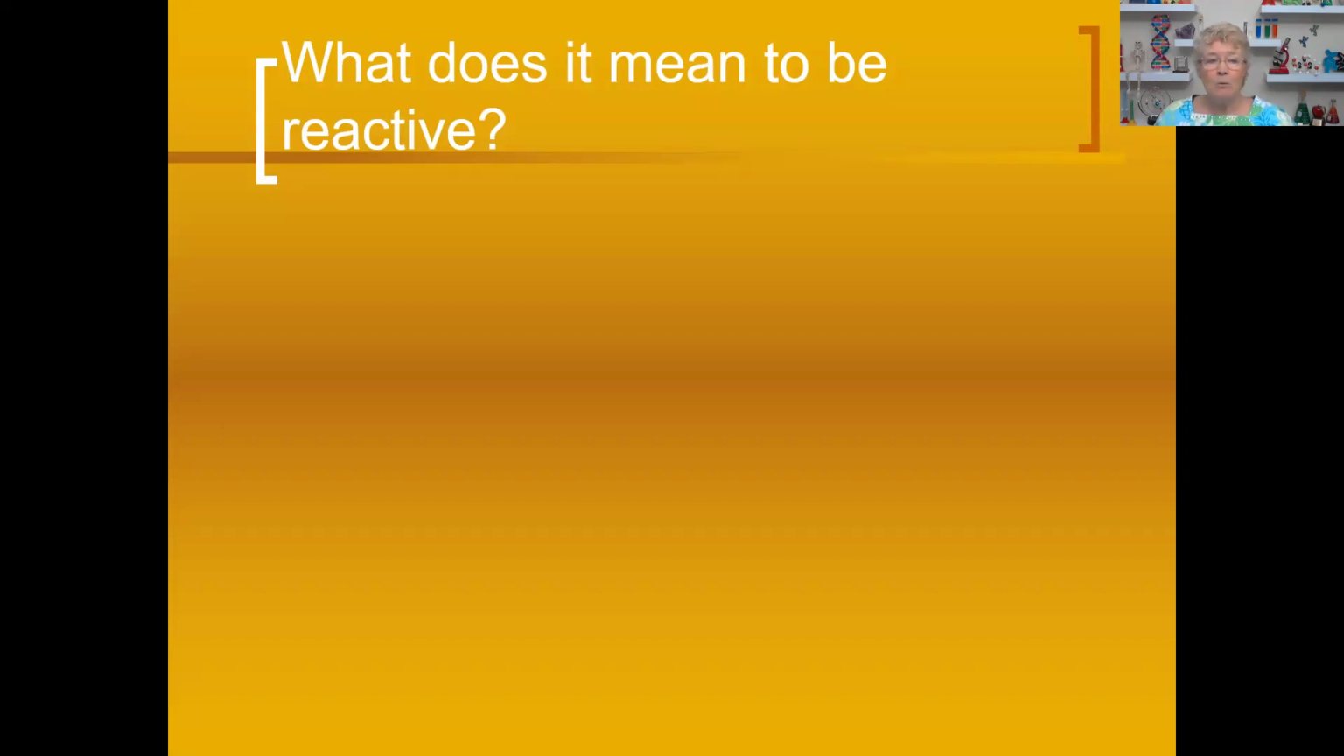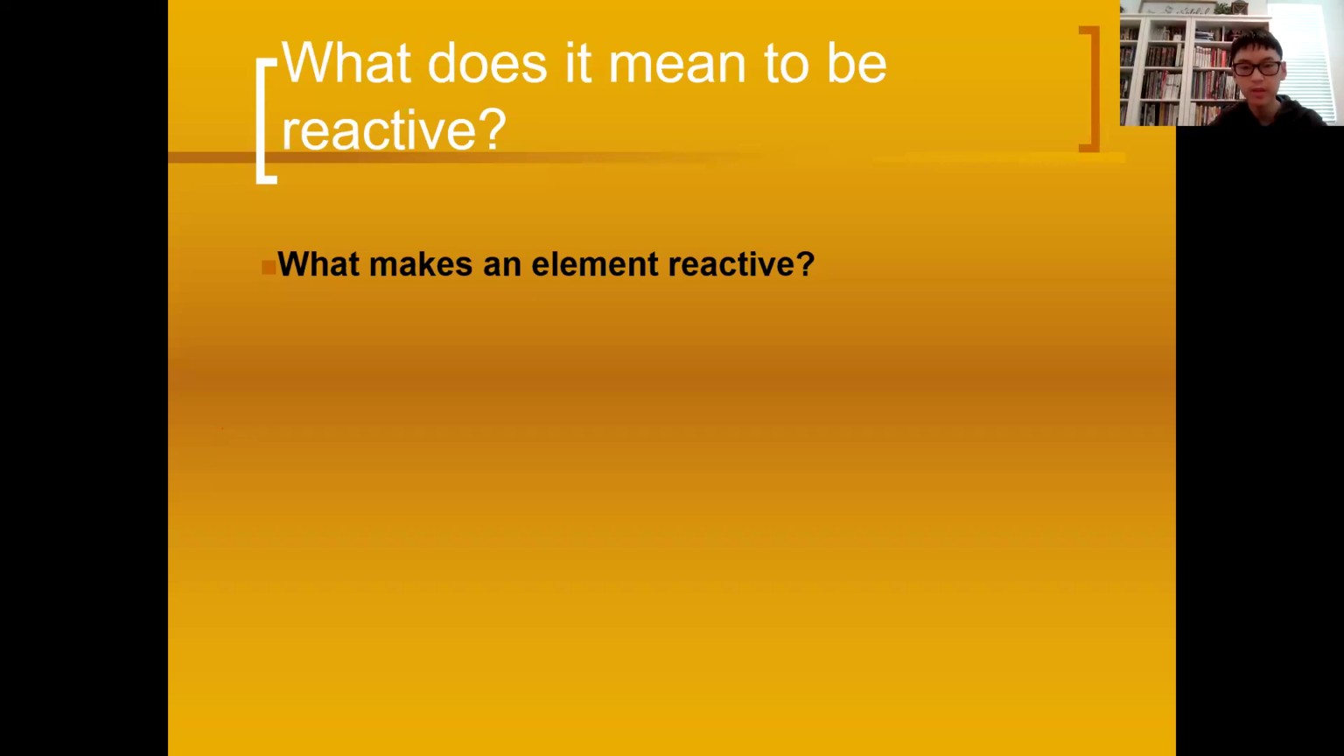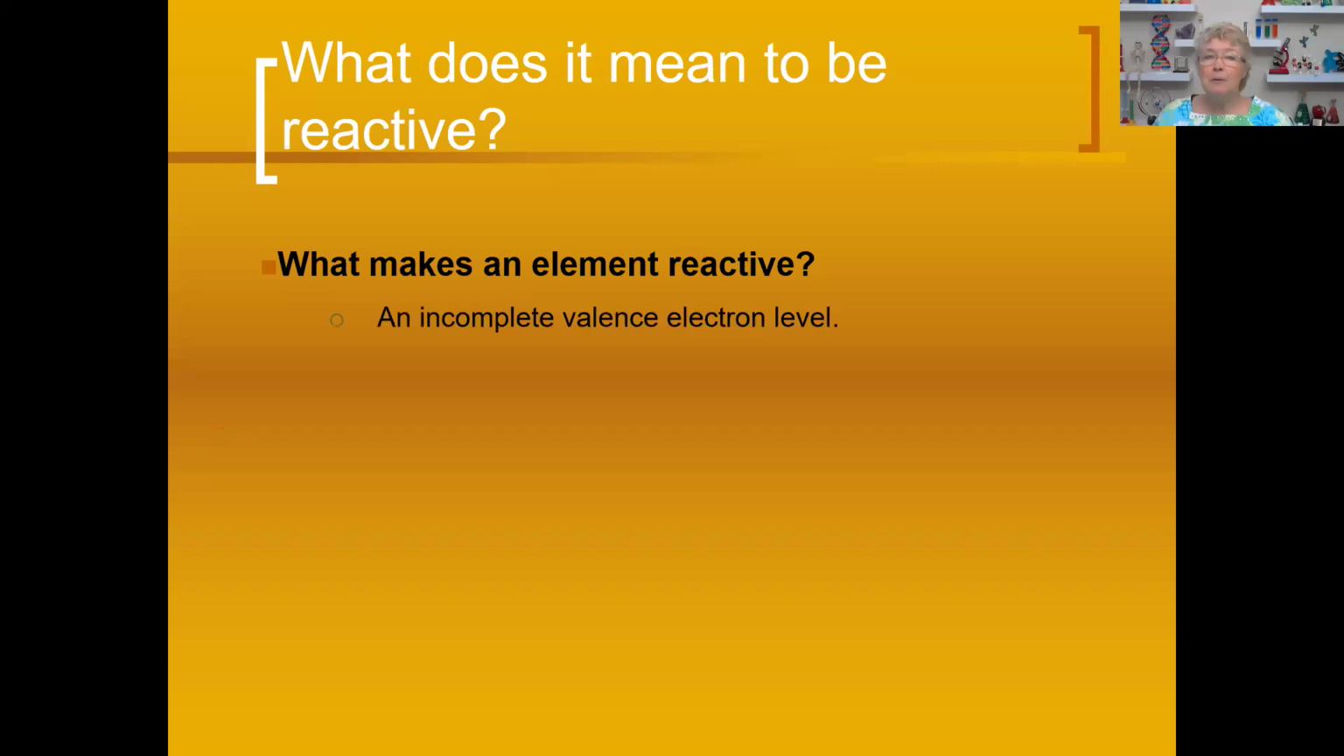So what do we mean when we say reactive? What makes an element reactive? Josiah. The way it interacts with other elements. Yes, but what makes it want to react or not react? What is it about the element that makes it want to react with other elements? Mel. The valence electrons. Yes, yes. So it's an incomplete valence electron level.